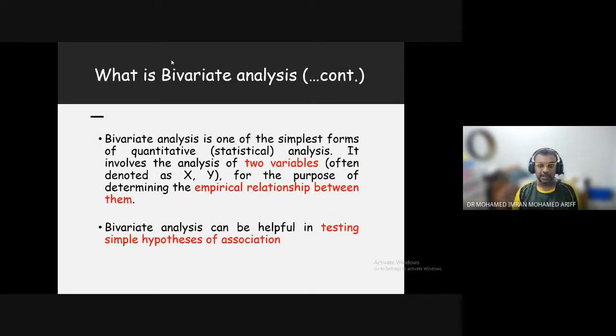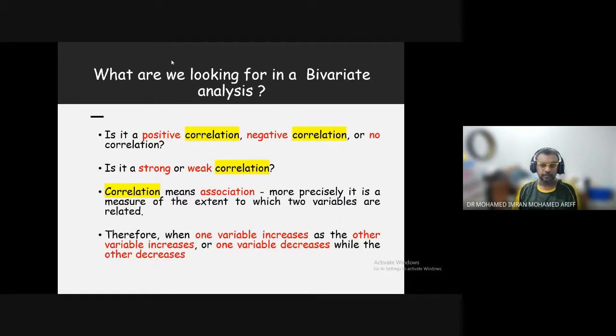Bivariate analysis is one of the simplest forms of quantitative analysis. It often involves analysis of two variables, often denoted as X and Y, for the purpose of determining the empirical relationship between them. So you have two variables, diabetic and weight, MUET score and age. These are two variables, one X, one Y. So what is the relationship between them? And bivariate analysis can be helpful in testing simple hypotheses. If you want to test a simple hypothesis, you can do it in bivariate analysis.